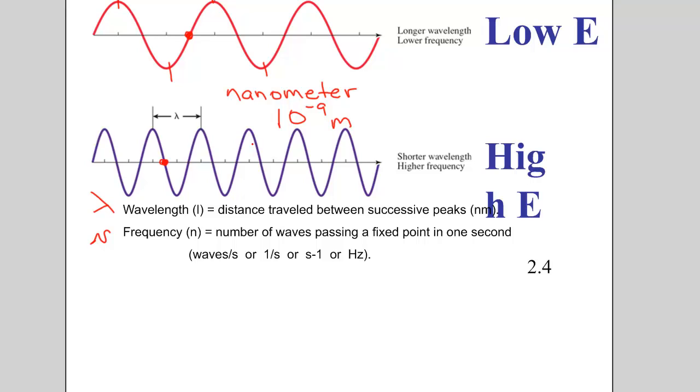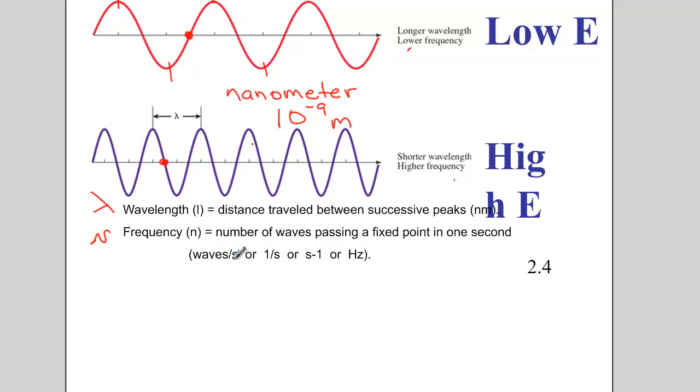Longer wavelengths have shorter frequencies. Shorter wavelengths have higher frequencies. We see that inverse relationship. The shorter wavelength, higher frequency, is telling me this is a higher energy wave. Here we have low energy, a long wavelength, and a very low frequency.